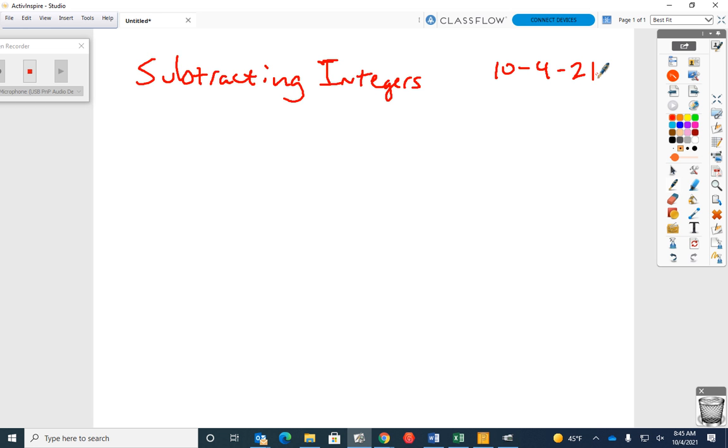How many of you thought that was pretty easy? Once you understood that you treat them like what? What do you treat integers like? Money. Like money, okay? And it made it very easy.